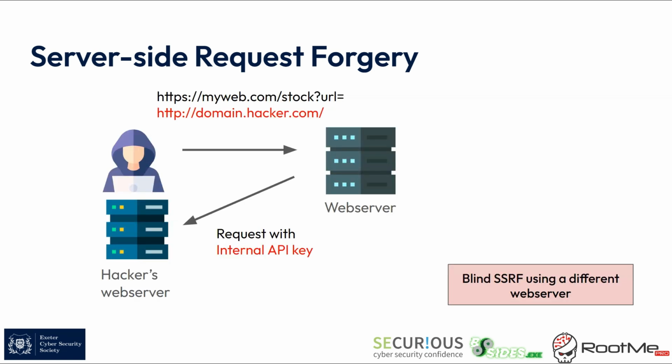So this is an example of a blind SSRF. Instead of putting, for example, a URL to an internal API, what the attacker can do is redirect the request to their own web server. And if the web server is not configured properly, it will return that request with an internal API key, which the hacker can then use to probe around the other internal API resources.